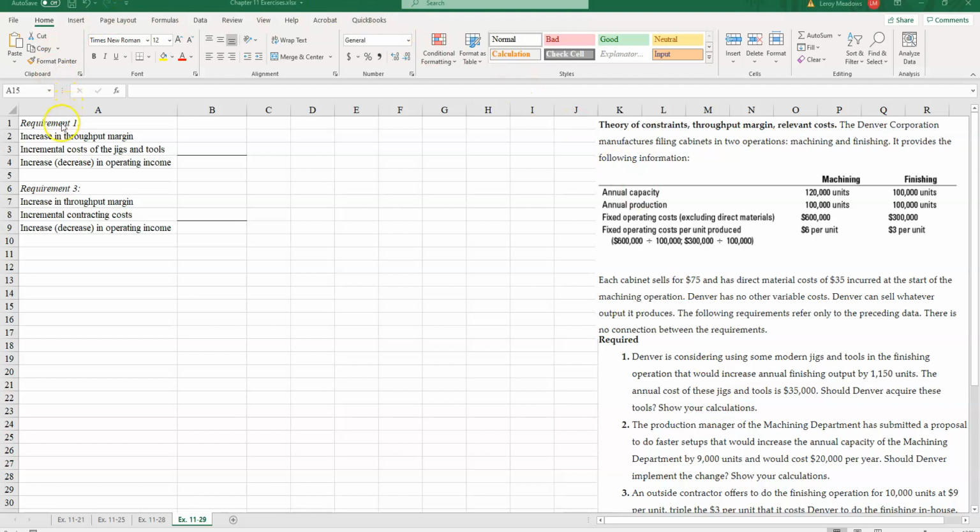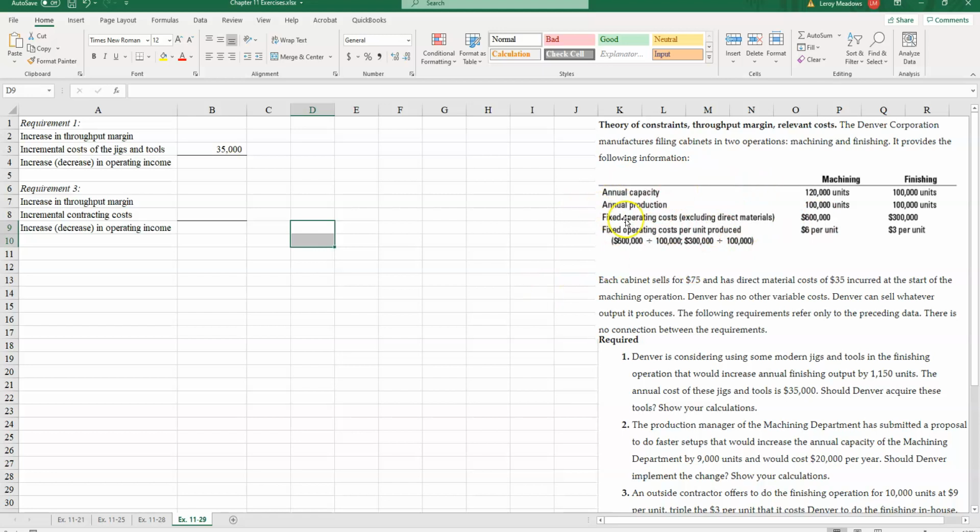So let's go ahead and look up here in the upper left-hand corner for requirement 1. Now we know that the incremental cost of the jigs and tools, we're told, is $35,000. Now that's our cost. But how much will that provide? Let me go ahead and format these cells. Now, how much will that provide? Well, the increase in throughput margin, which is what we're looking at here because we're just taking our revenues minus our direct materials.